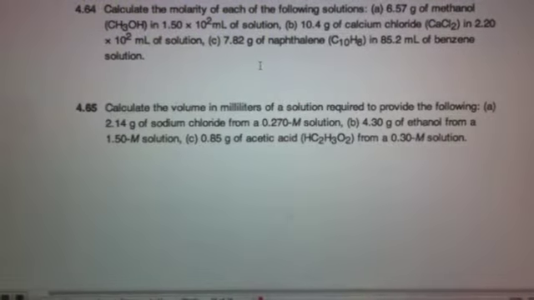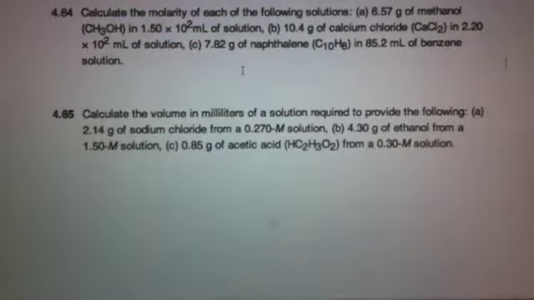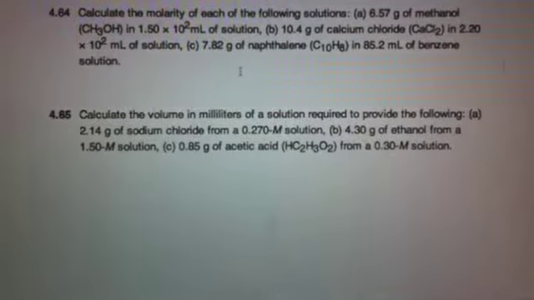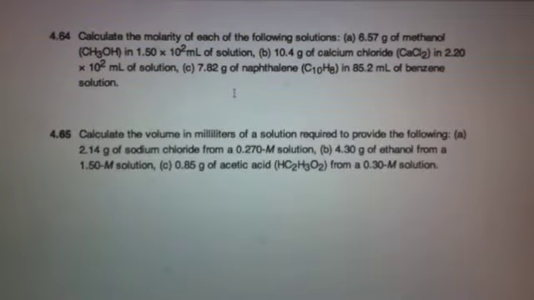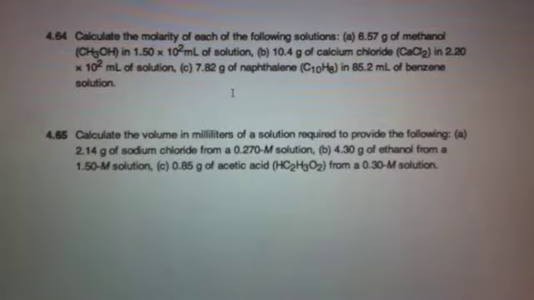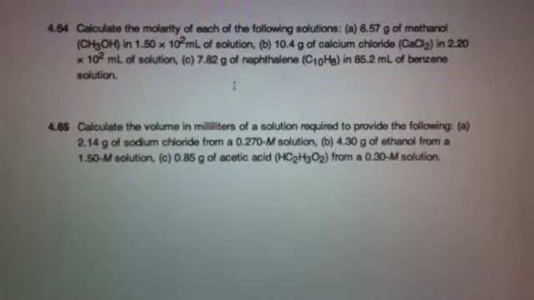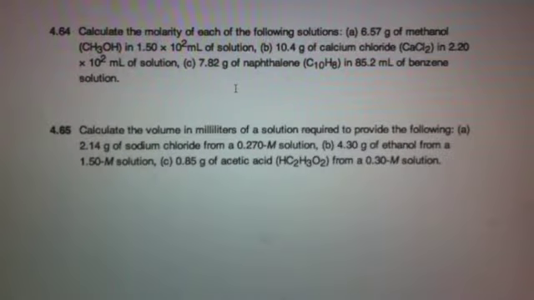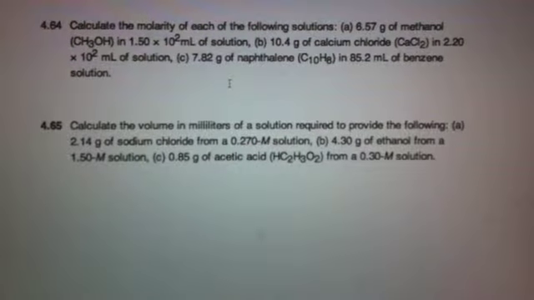And 4.65, calculate the volume in milliliters of a solution required to provide the following. A, 2.14 grams of sodium chloride from a 2.27 molarity solution. B, 4.3 grams of ethanol from a 1.5 molarity solution. C, 0.85 grams of acetic acid from a 0.3 molarity solution.